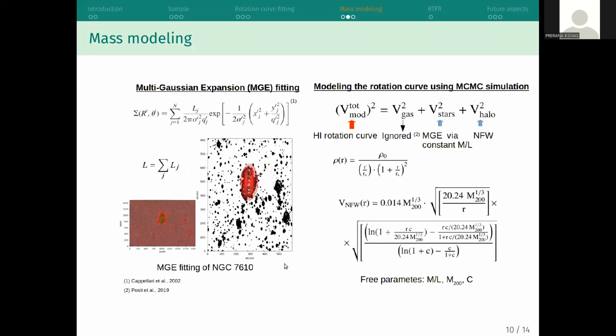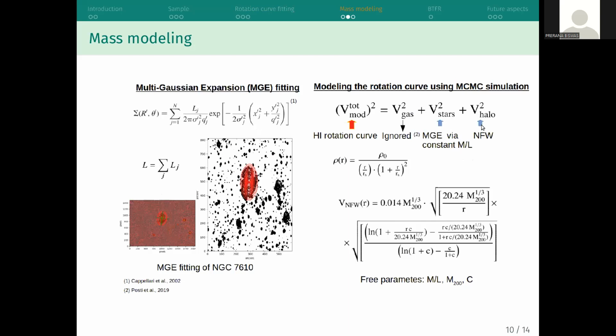Now we are going to the mass modeling. For the mass modeling, we had the SDSS r-band data. With the r-band data, we fitted a multi-Gaussian expansion to the luminosity and found the luminosity. And taking the constant mass-to-light ratio as a prior, we solved the Jeans anisotropic equation via the JAM model to find the V star contribution.